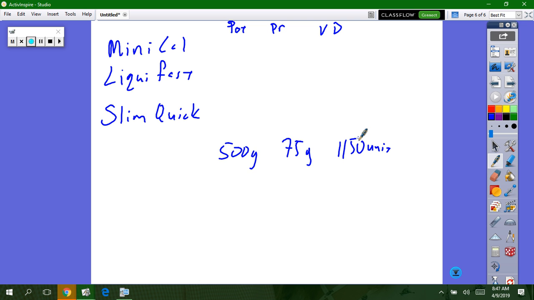The potassium in mini-cal is 50. For liquid fat, it's 75. For Slim Quick, it's 10. For protein, for mini-cal is 5, 10, 3. Vitamin D, we have 90, 100, and 50.